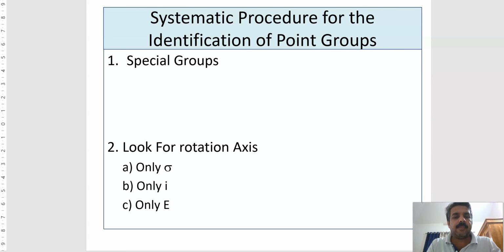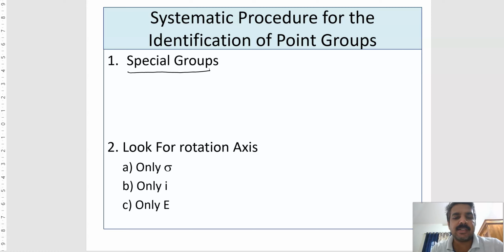Okay, the systematic procedure for the identification of point groups. The first step is to look for special groups.